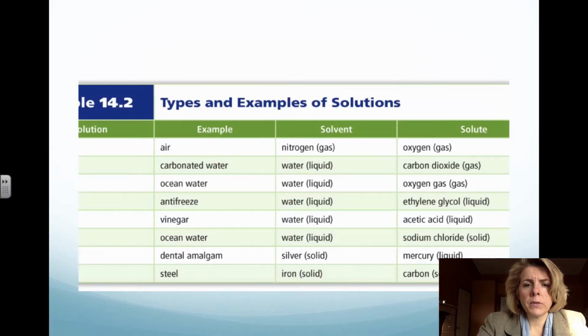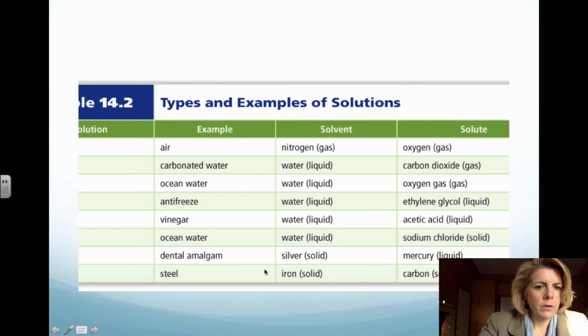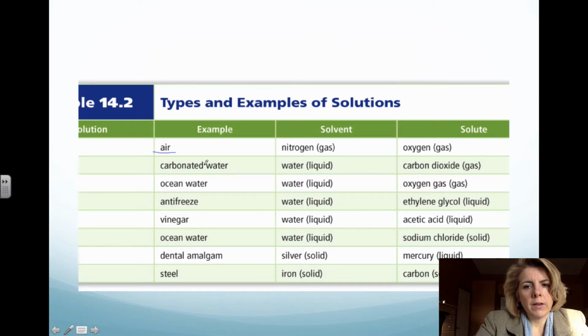Okay, here is your book's example of some solutions. So notice that we could have gas with gas. So like I said, don't assume that you're always going to have a solid with a liquid, okay? And air, obviously, is a great example of a gas with a gas. And they're counting whichever is the most amount as the solvent. In air, there's more nitrogen than there is oxygen, and that's why they call nitrogen the solvent.